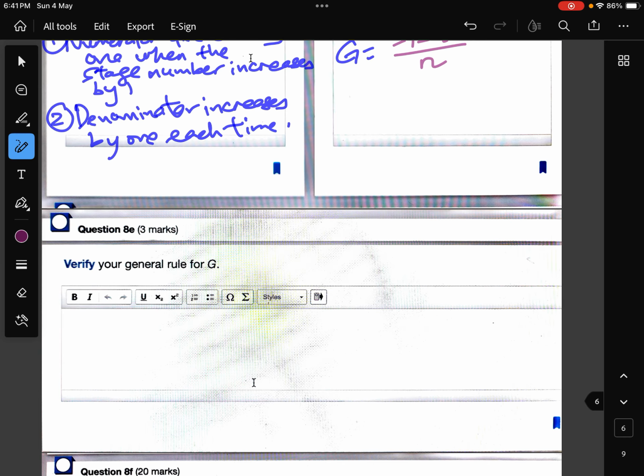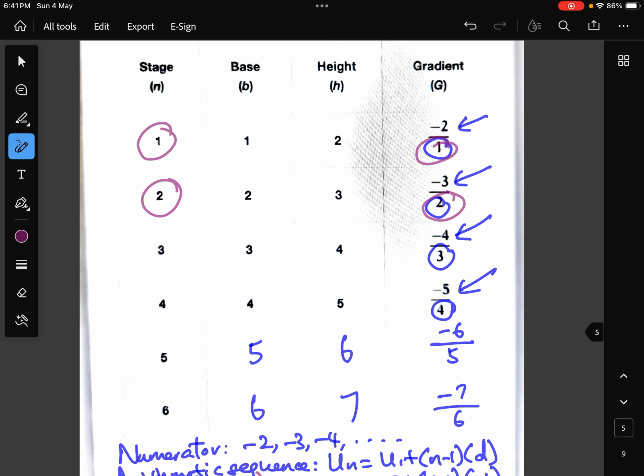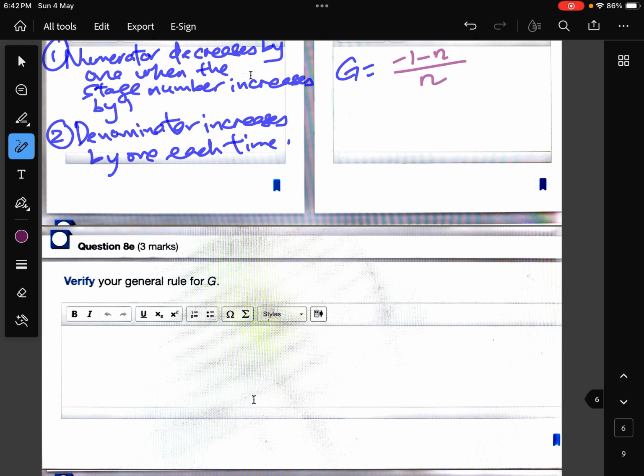It says verify your general rule for G. Again, because when this question was given, it gives you all the way from stages 1 to 4. So when you verify, you can start from stage number 5 because nothing was given to you in stage 5. So it is okay for you to verify starting from stage 5. And we do know that in stage 5, the gradient was -6/5 because the numerator subtracts 1 and the denominator increases by 1. So we're just going to check by using the general rule first.